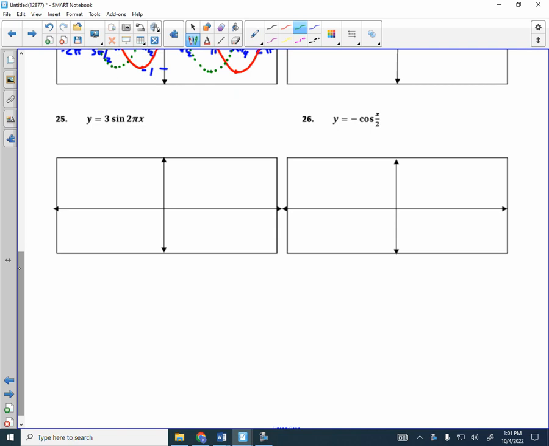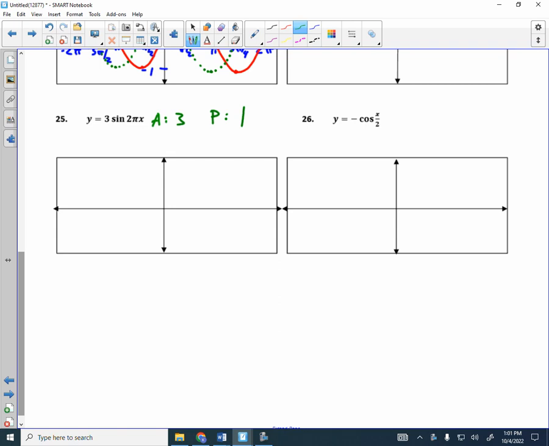So as I look at this, what is the amplitude? It goes all the way up to 3. What is the period? 1. The period is always 2 pi divided by your b value. And since it's 2 pi divided by 2 pi, it will be 1. So the period is always 2 pi, but if we see a number there, we divide it by whatever number is sitting there. Okay, that's how we calculated the period last year.